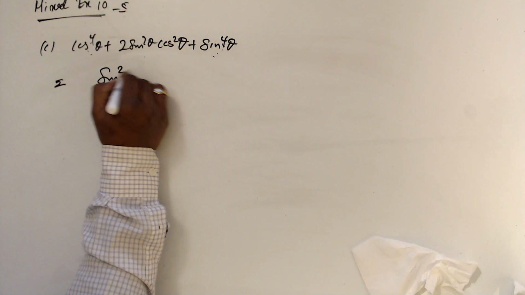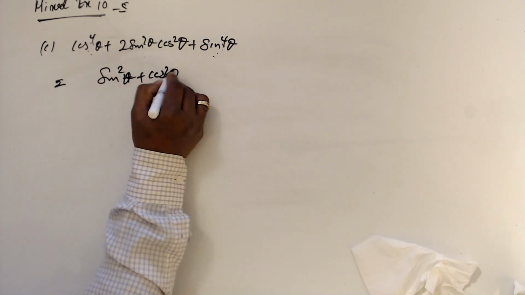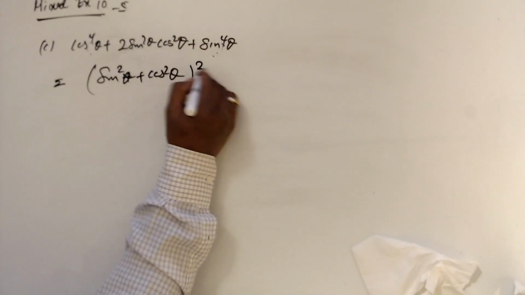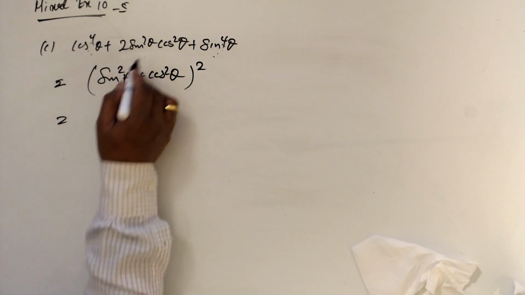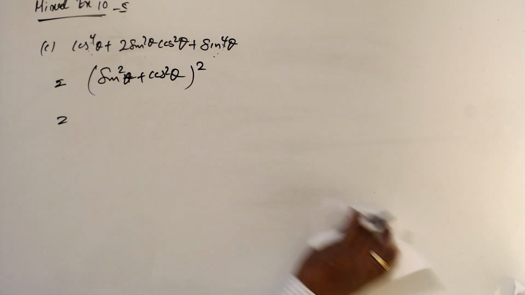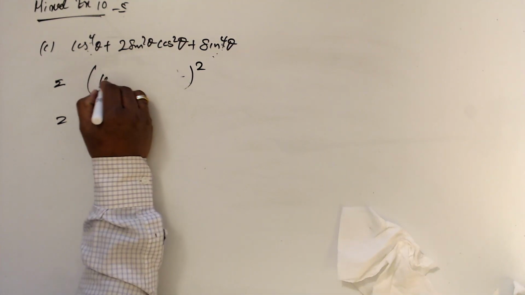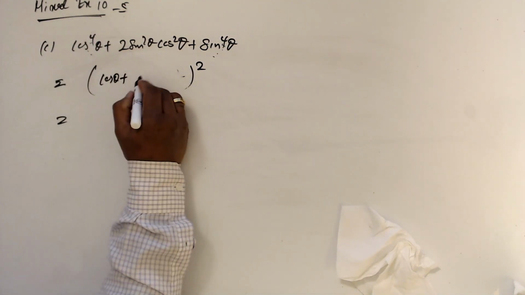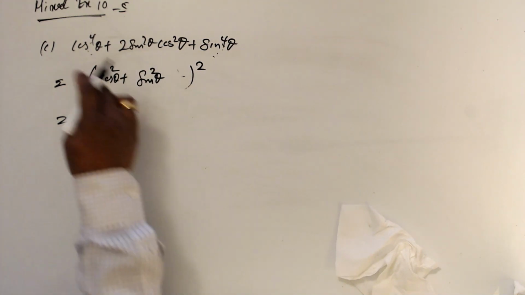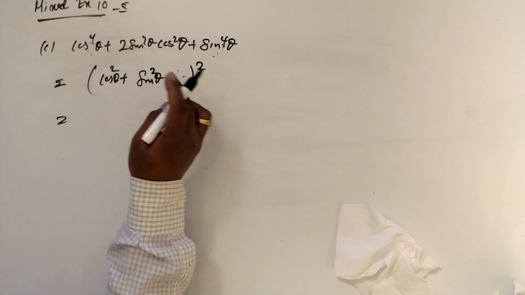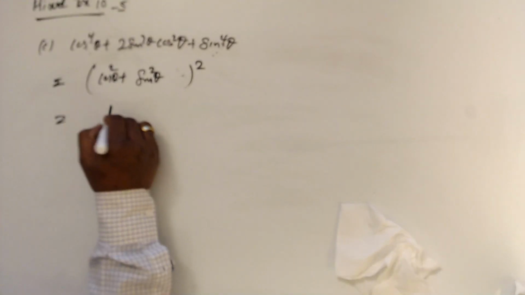Now I can write sine squared theta plus cos squared theta equals what? Squared. When you expand this one, you will get this. I'll write cos first and then sine: cos 4 theta, 2 sine squared theta cos squared theta, sine 4 theta. So this is going to be 1.